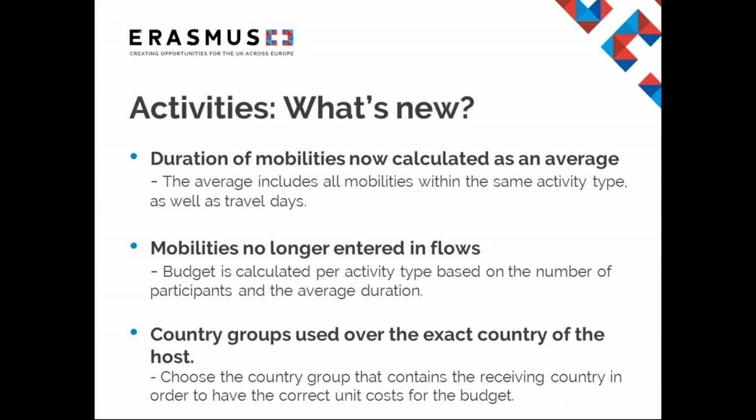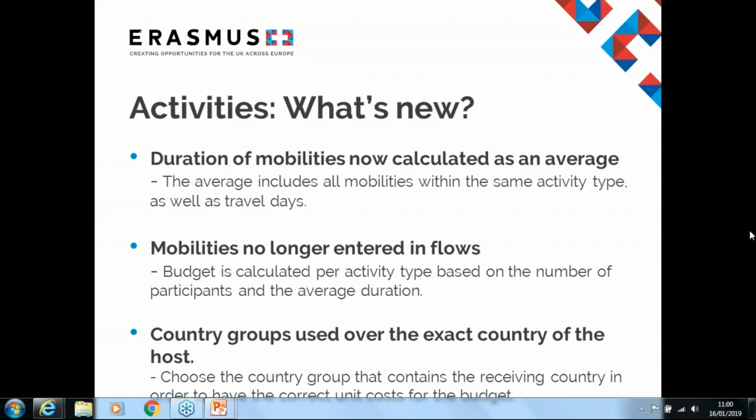Secondly, linked to the first point, mobilities are no longer entered into the form as a flow. They are now entered just per activity type and country group within the activity on the application form, along with the average duration of all the flows to the same country group. The budget is then created using this information.